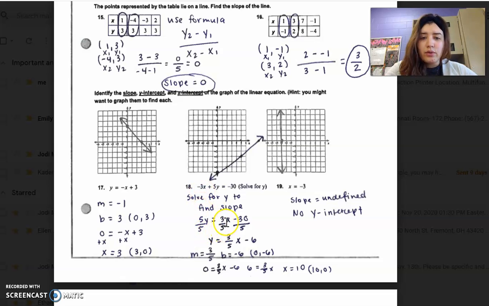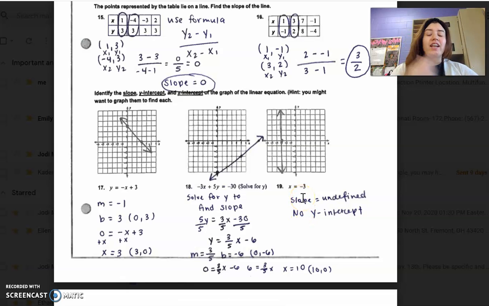Okay, then for 18, I solved for y to find the slope. So I added the 3x to the right side, and then I divided by 5. When you divide that right side by 5, you have to divide each piece. We end up with 3/5 x minus 6. Then I just found m, b, and then plugged in 0 to find our x-intercept.